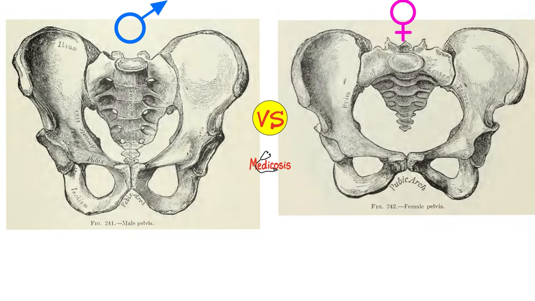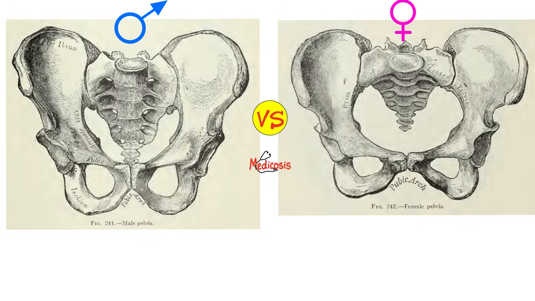Hey, medicosis, besides the pelvis, are there any other bony differences between males and females in other parts of the body? The answer is yes. Next, the types of the pelvis in general and the female pelvis in particular. The classical female type is called gynecoid pelvis. The classic male pelvis is called android pelvis.